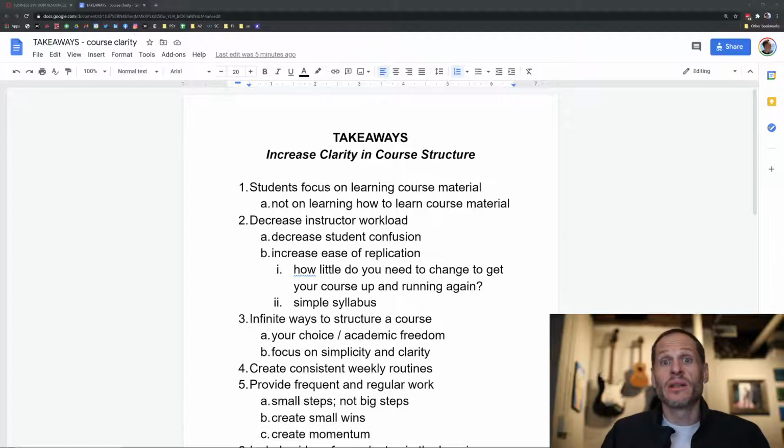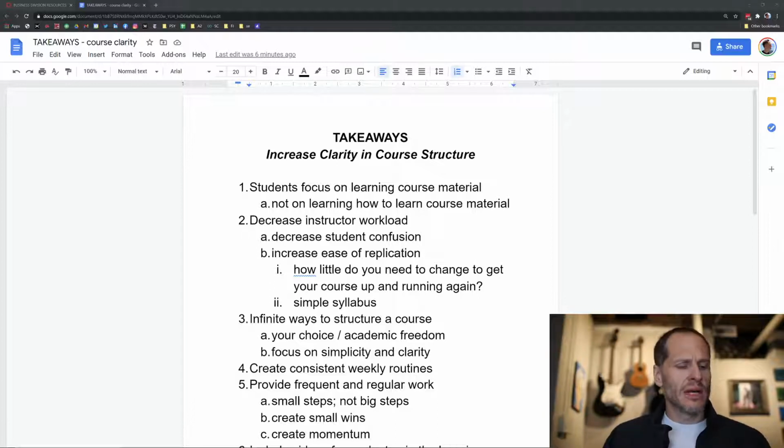So that's one of the ways you could decrease your workload, is by making sure your course is as clear as possible. And then you also want to increase, so these are some of the ways you decrease your workload. You also want to increase the ease of replication. So every semester, you kind of got to roll your course over into the next semester, right? Like replicate it inside Canvas.